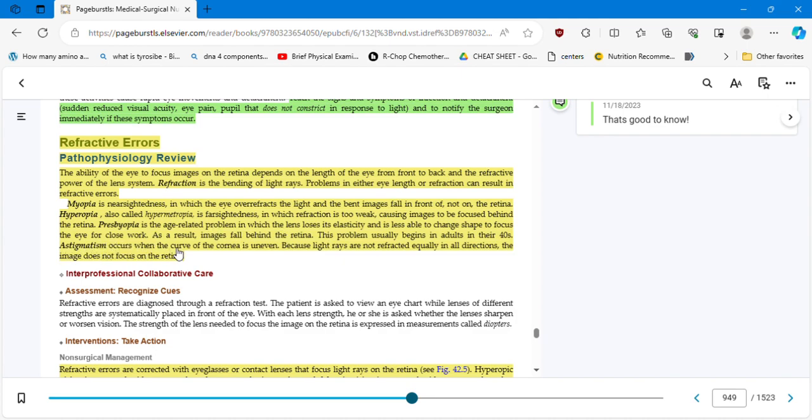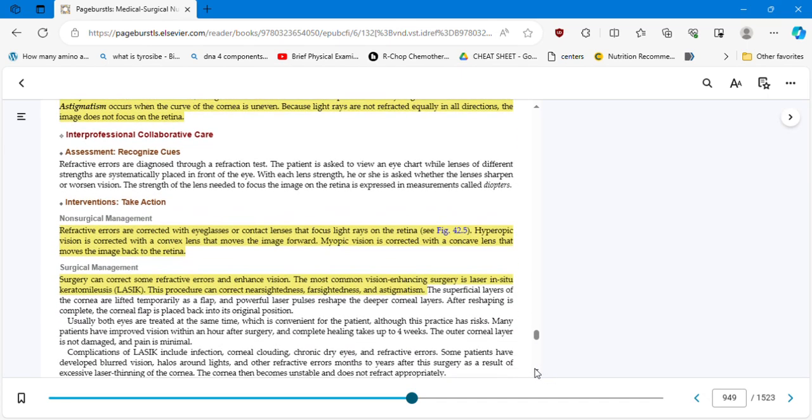Astigmatism occurs when the curve of the cornea is uneven because light rays are not refracted equally in all directions. The image does not focus on the retina. We spoke about this in the first part of chapter 42.